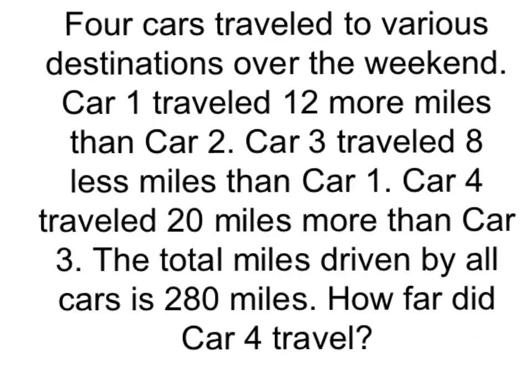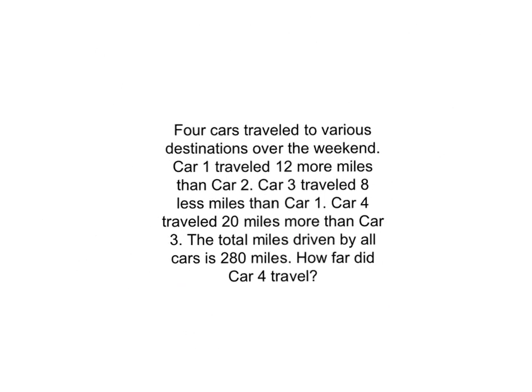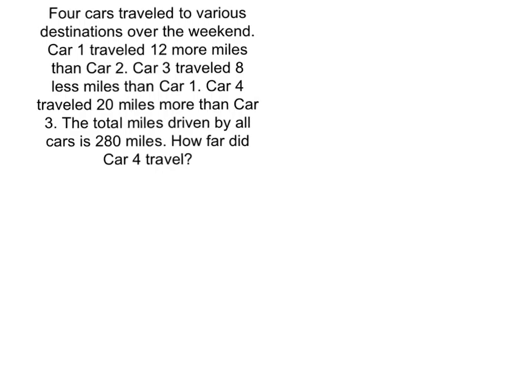4 cars traveled to various destinations over the weekend. Car 1 traveled 12 more miles than car 2. Car 3 traveled 8 fewer miles than car 1, and car 4 traveled 20 miles more than car 3. The total miles driven by all cars is 280. How far did car 4 travel? Okay, so take it one piece at a time. Car 1 traveled 12 more miles than car 2. Do you remember the trick that I showed you yesterday about how to determine which item you're going to let equal X?